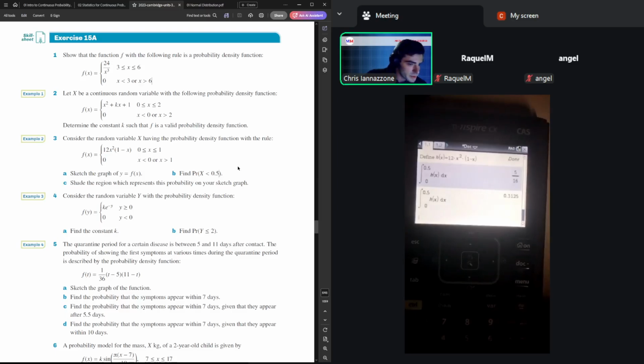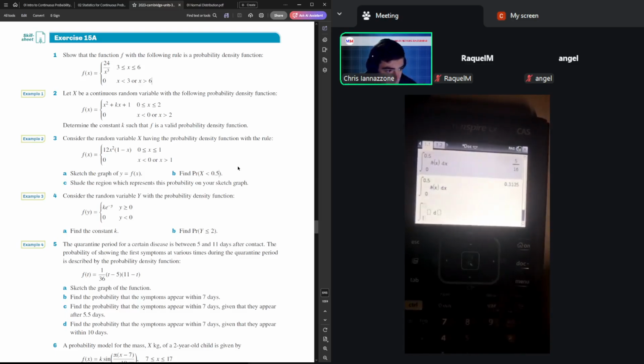Question 4 is basically a rehash. Find the constant k. Again, probability density function. So if you've got coefficients in there that you otherwise wouldn't know how to solve, a good place to start is forcing the area under the curve to be equal to 1 over the valid domain. This one will solve with the CAS.